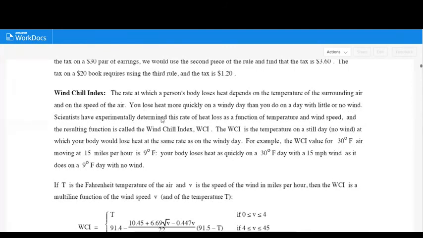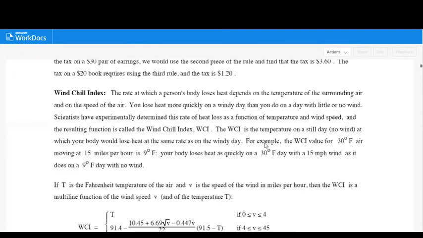Scientists have experimentally determined this rate of heat loss as a function of temperature and wind speed. And the resulting function is called the wind chill index or the WCI. So this WCI is the temperature on a still day or no wind at which your body would lose heat at the same rate as on the windy day.